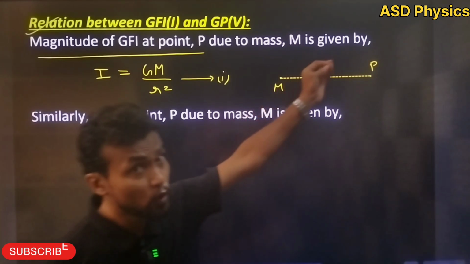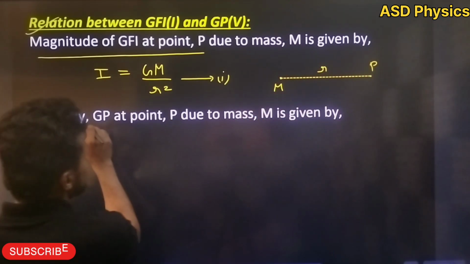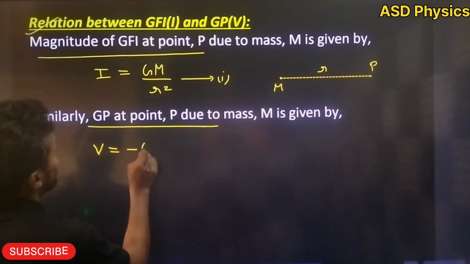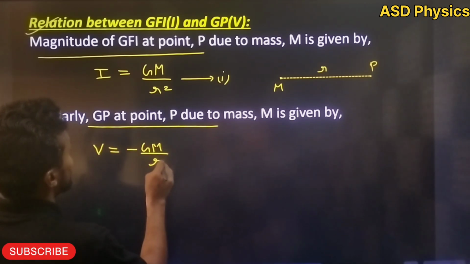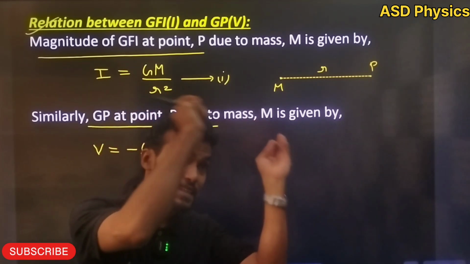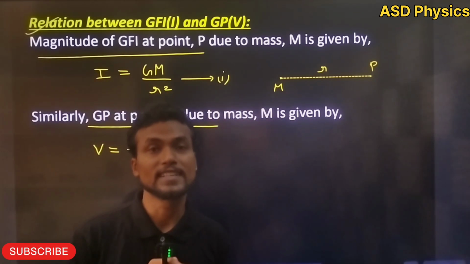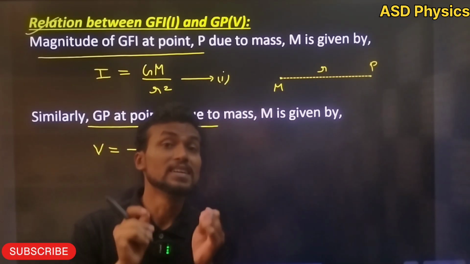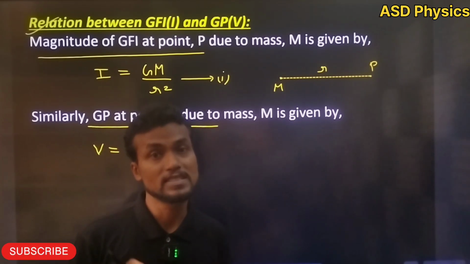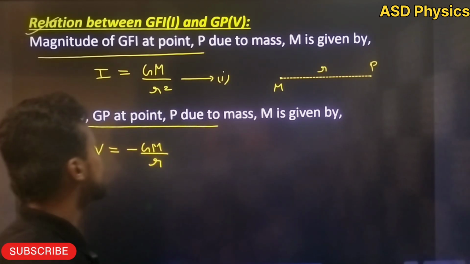Now at the same point P, GP is given by V equals minus GM by r, and as I told you very well, the value of the GP is maximum where? At infinity, and at all the points in space the value of GP will always be negative. Why? Because the force between two masses is always attractive, that's why this GP will be negative.